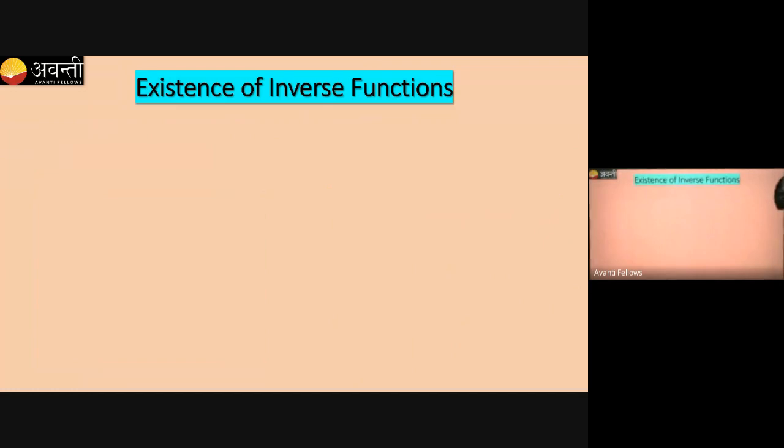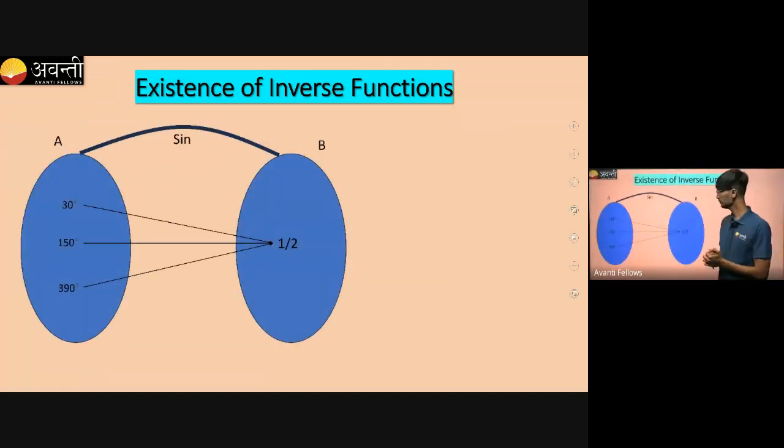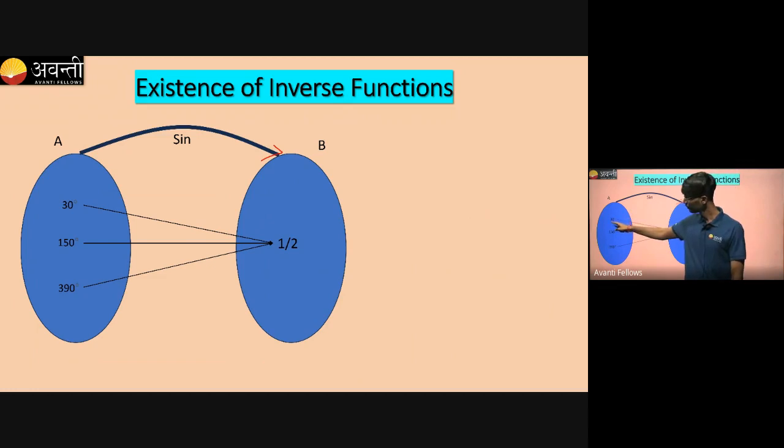Let's take for example the sine function. This is a sine function. This is a map diagram. So as we can see, if I give input 30 degrees, sine 30 degrees is half. I hope you are familiar with higher angles. Sine 150 degrees is also half. Sine 390 degrees is also half.